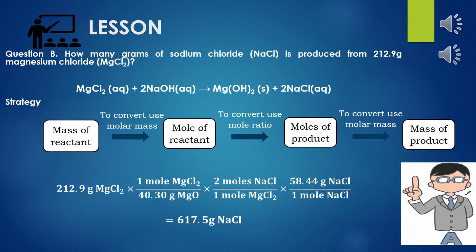To answer question B, how many grams of sodium chloride is produced from 212.9 grams magnesium chloride? We will apply the same strategy. The given mass of magnesium chloride is 212.9 grams, multiply by its molar mass, multiply by the mole ratio, multiply by the molar mass of sodium chloride. The answer is 617.5 grams sodium chloride.